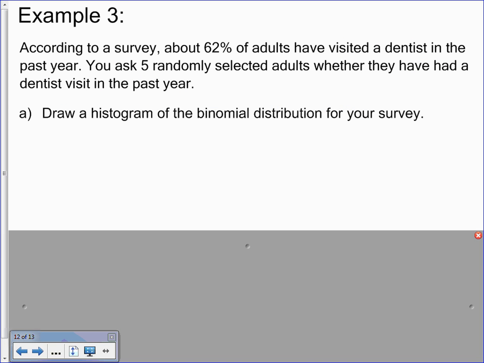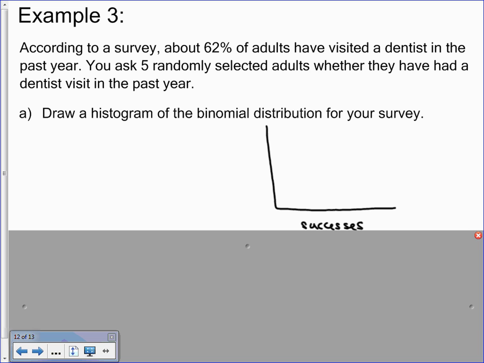Example 3. In part A, I'm jumping ahead before I read the problem, we want to draw a histogram of the binomial distribution for your survey. So remember, the histogram is that bar chart. Okay? So we're going to do our histogram. I'm at least going to get it set up. Where yesterday we did outcomes on the bottom, now we can do the number of successes on the bottom.